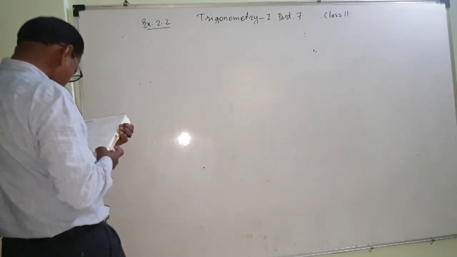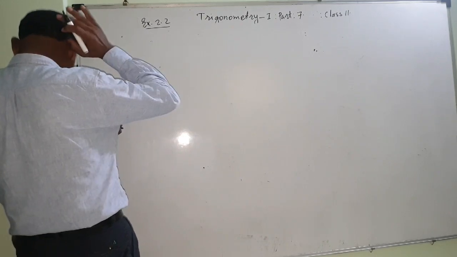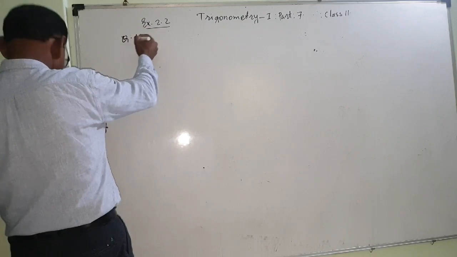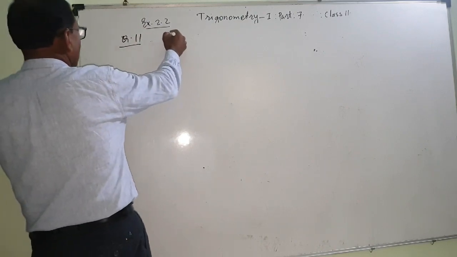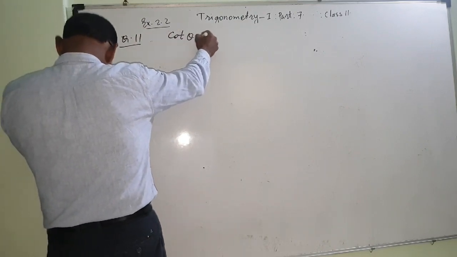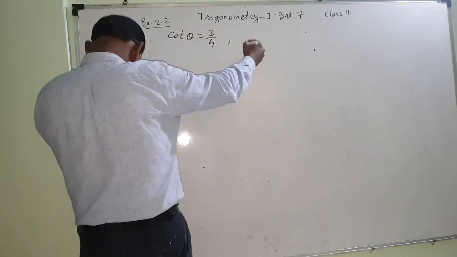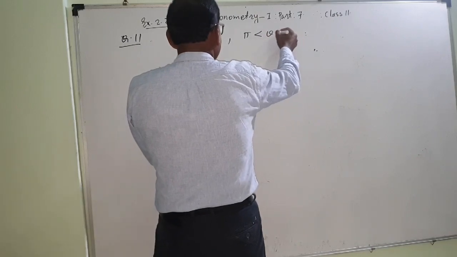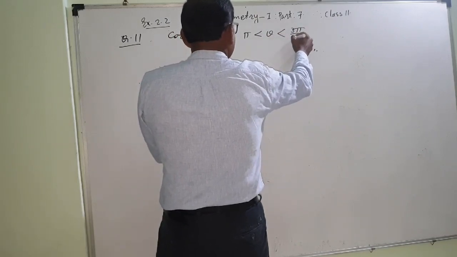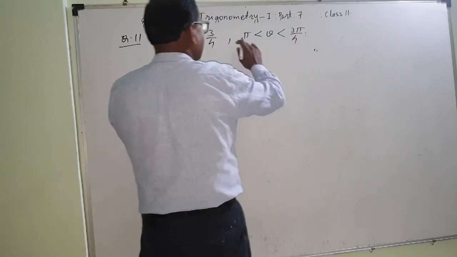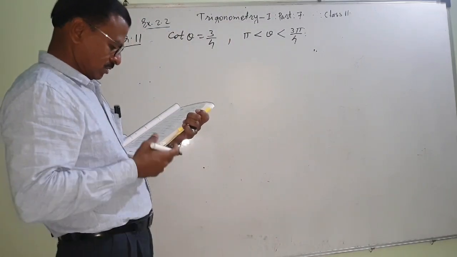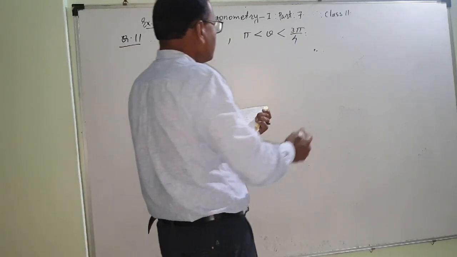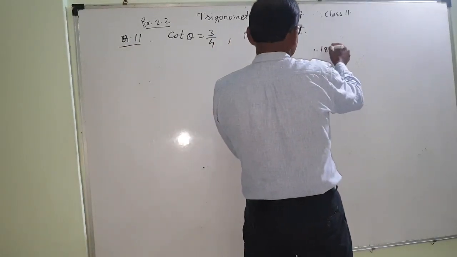Question number 12. Question 11 I take for the homework. Cot theta is equal to 3 upon 4 and theta lies between pi and 3 pi by 4. Pi means 180 degrees.